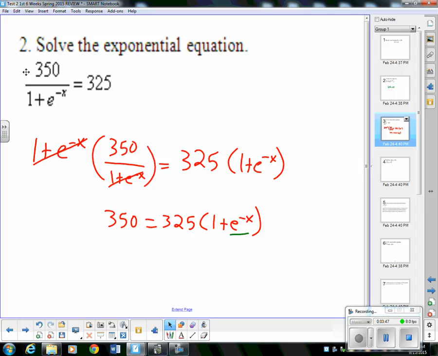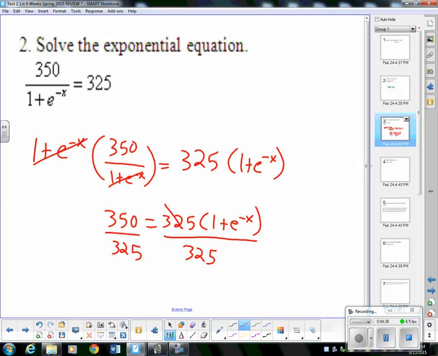Now, in your math classes, your basic method, when you have something times a parentheses, is to distribute that number across. That's normally the thing to do. In this particular case, distributing 325 across is not the best method for what we want to do. Remember, we want to get that e to the negative x outside of the parentheses. And if we distribute, we get rid of the parentheses, but we don't really change anything. The better thing to do is to divide both sides by 325.